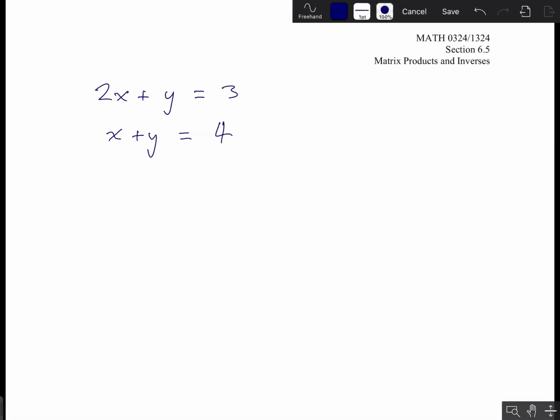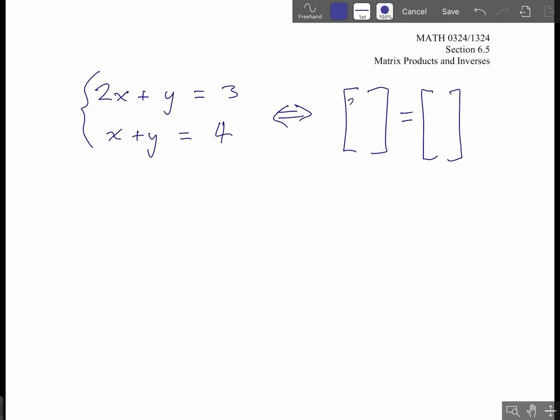We could try solving this system in the usual way. You could think of this, though, as being a statement about matrices. You could think of this as being a 2-by-1 matrix equal to another 2-by-1 matrix. So we could think of this as saying that the entry 2x plus y and the entry x plus y are equal respectively to the entries 3 and 4. So equality of matrices is the same thing as equality of each of their entries. So this thing over here is the same thing as this statement.